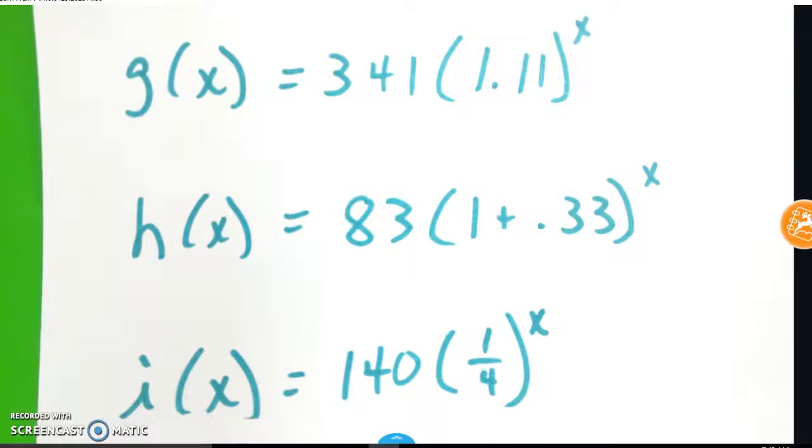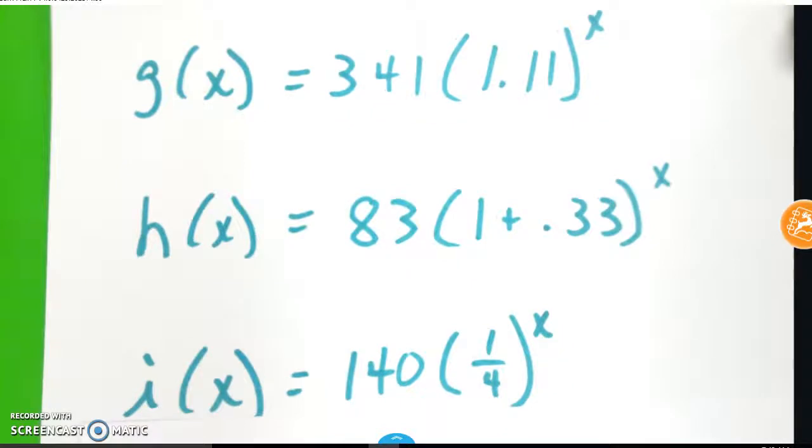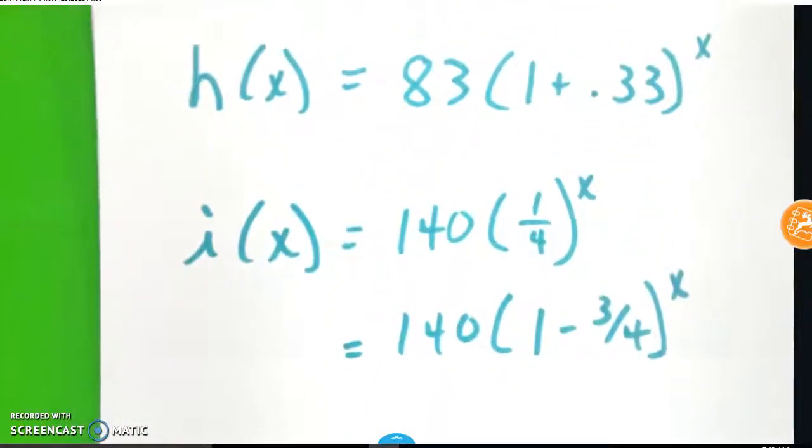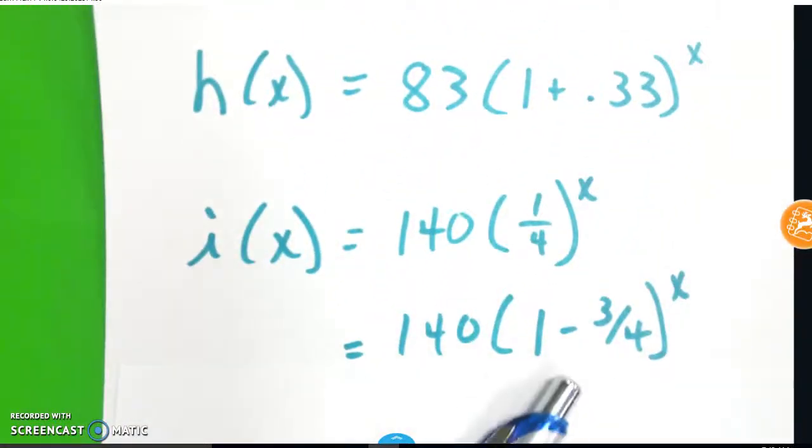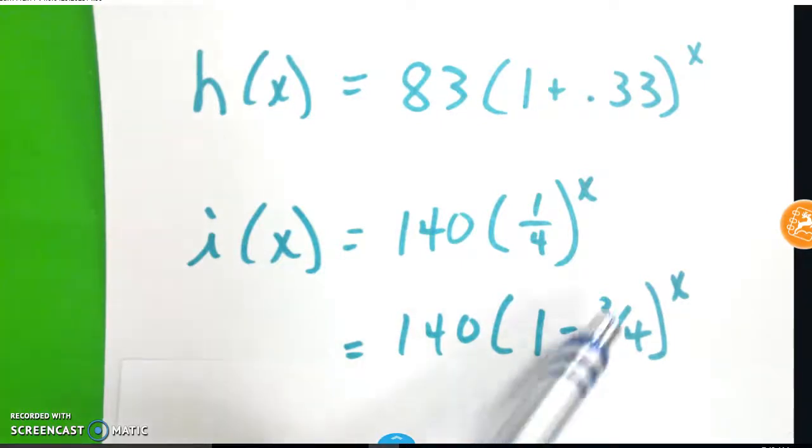Now let's look at i of x. This is 140 times 1/4 raised to the power of x. Now is this exponential growth or exponential decay? Well, 1/4 is a lot less than 1, so you are decaying. So this is exponential decay. Another way to think about this, I could have written it with the minus sign. The minus sign kind of tells you it's going to be decay. 1 minus 3/4 is going to be that 1/4. So just an alternate way of writing it out.